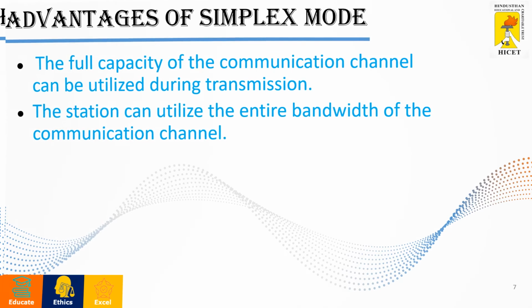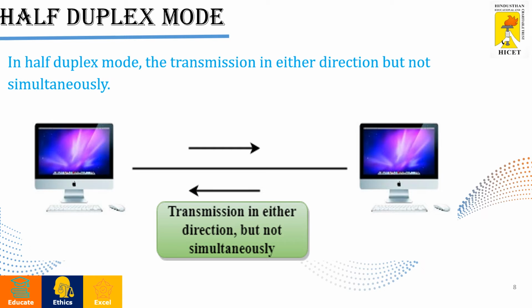Half duplex mode: the transmission in either direction but not simultaneously. So in the half duplex mode, the messages can flow in both the directions but not at the same time. In the half duplex channel, direction can be reversed. That is, the station can transmit and receive the data as well. The entire bandwidth of the communication channel is utilized in one direction at a time. So in half duplex mode, it is possible to perform the error detection, and if any error occurs, then the receiver requests the sender to retransmit the data.